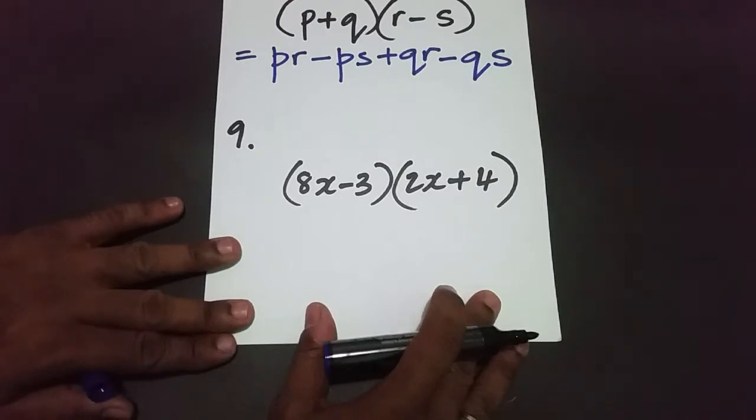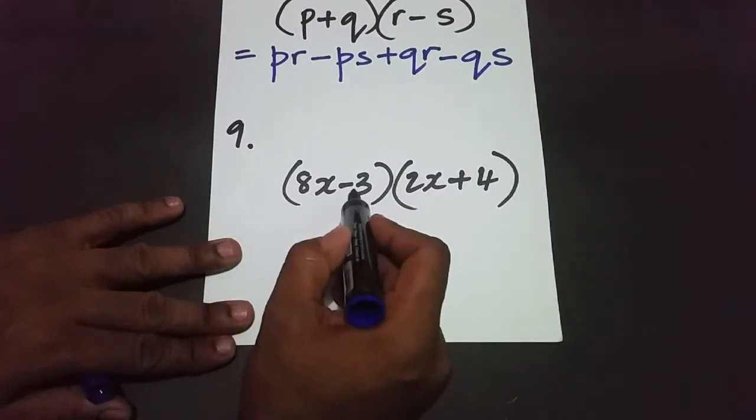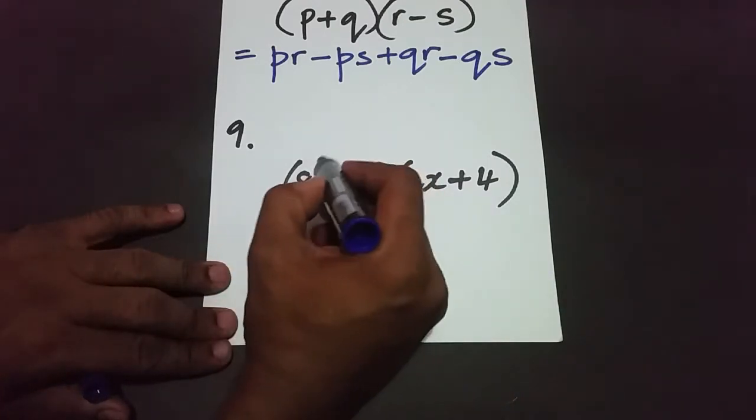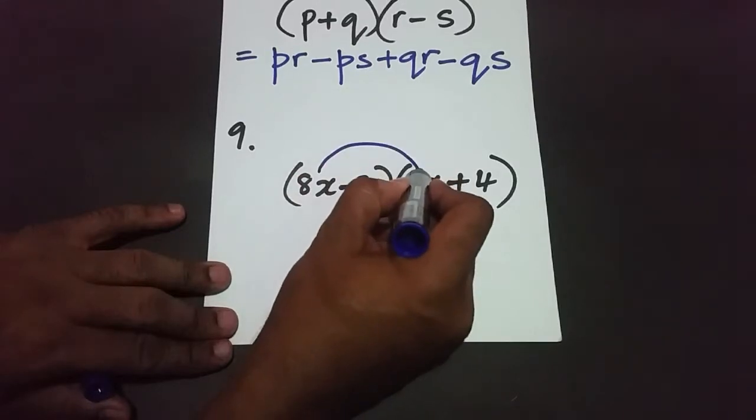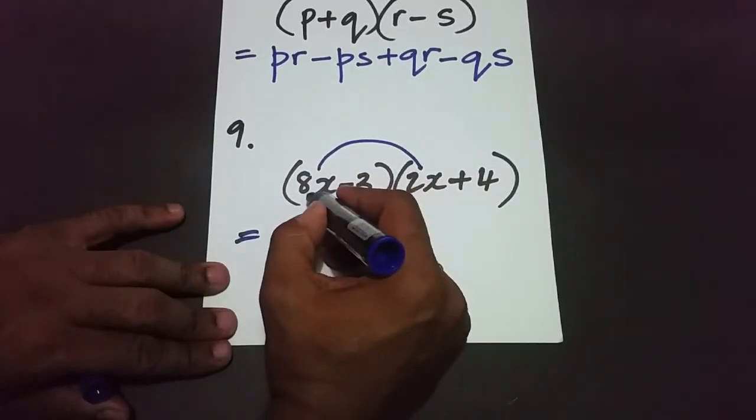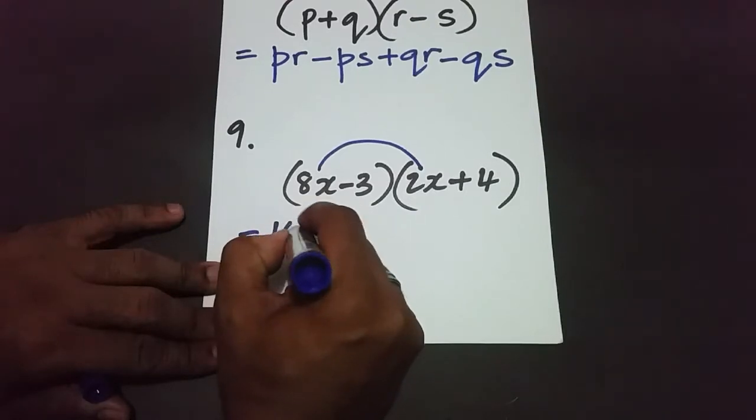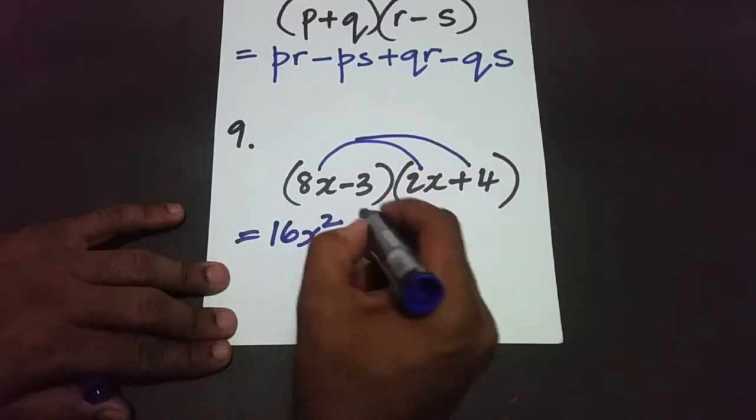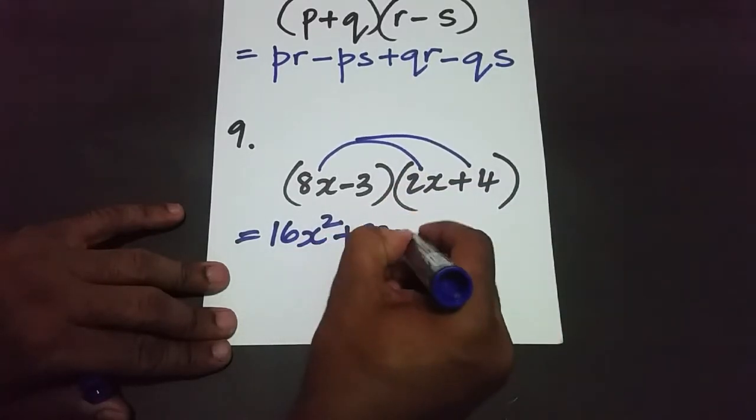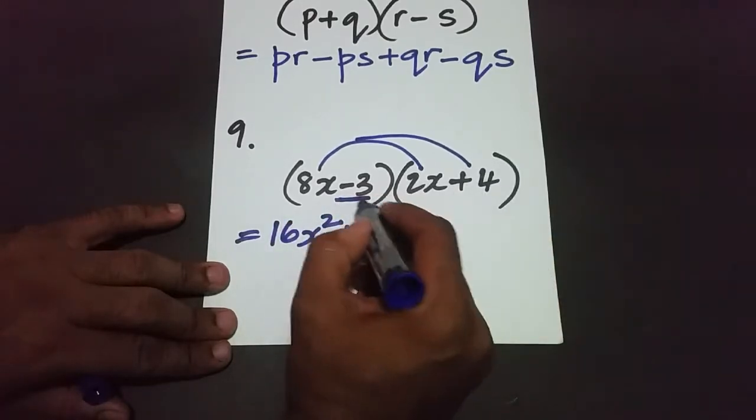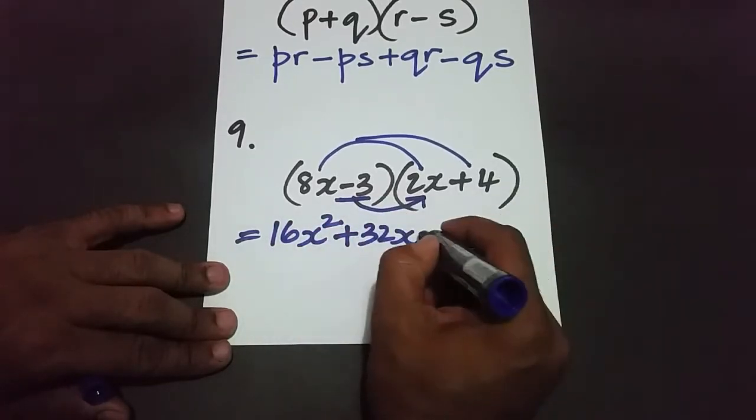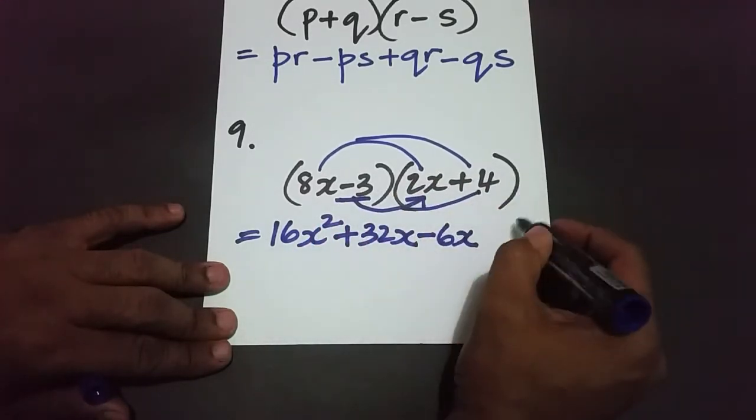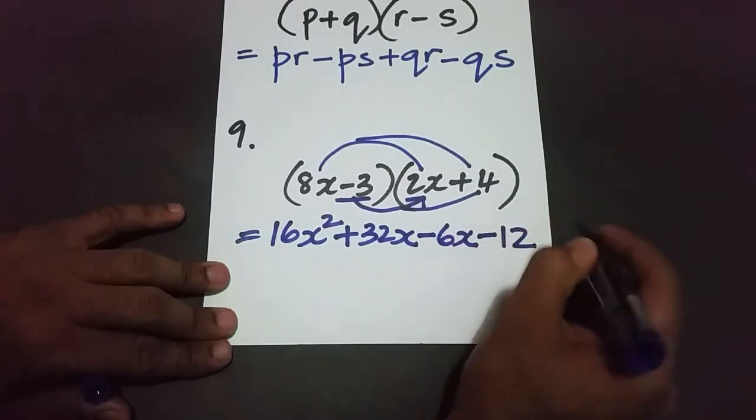Let's look at question 9. We have positive 8x, negative 3, positive 2x, and positive 4. So again, we're starting the process with this 8x here. We're multiplying that by 2x. So positive 8x times positive 2x, that's positive 16x squared. Positive 8x times positive 4 is positive 32x. We move on to this negative 3 now. Negative 3 times positive 2x, that's negative 6x. Negative 3 times positive 4 gives us negative 12.